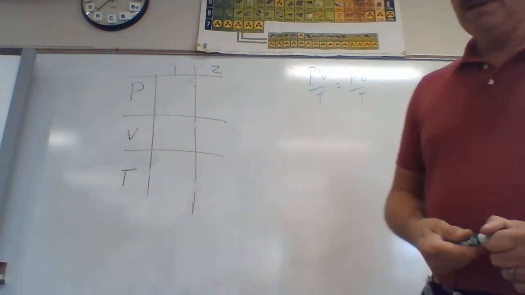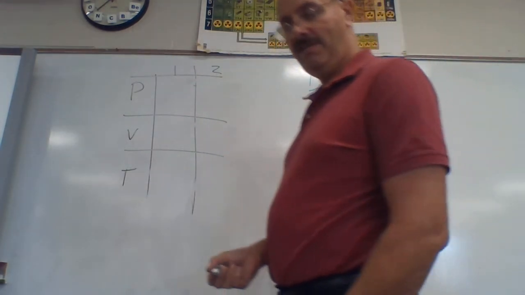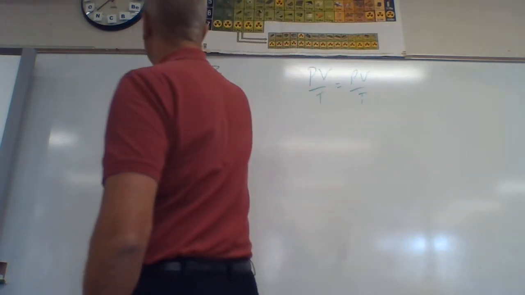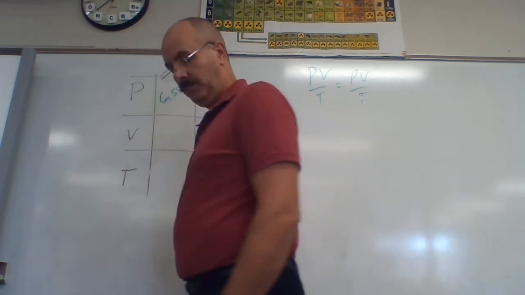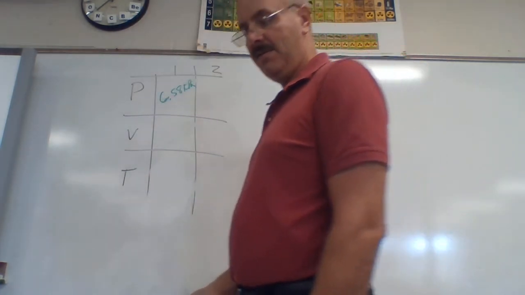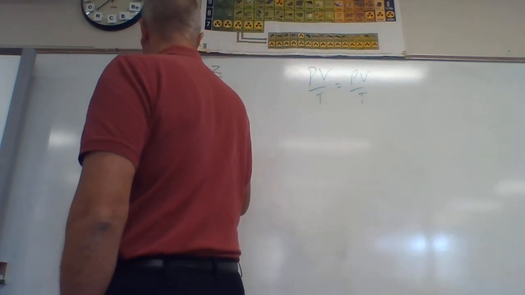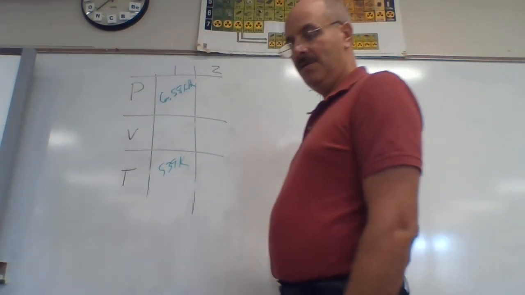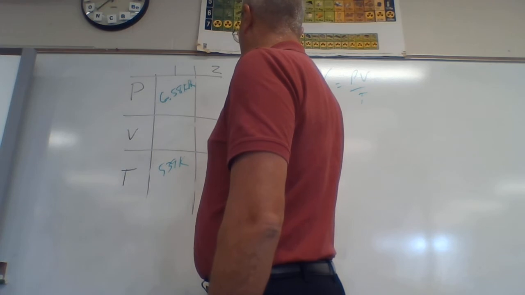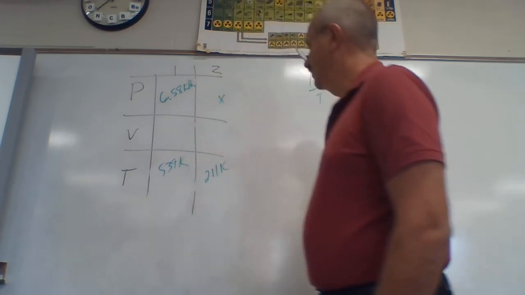All right, last one. A gas has a pressure of 6.58 kilopascals, so 6.58 kPa, at 539 Kelvin. What will be the pressure at 211 Kelvin? So we want to find out the pressure in this one.